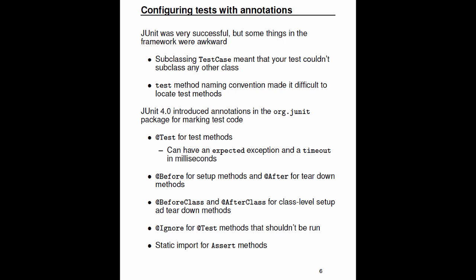JUnit 4.0 was introduced along with the new Java 5 language features, and another thing to take advantage of, in addition to annotations, is the use of static import for assert methods. So prior to JUnit 4, you had the assert methods because you inherited them from a superclass. Well, now you just do a static import of them, and you've got them also. So I wanted to tell you about the JUnit 3.x way of doing it and the JUnit 4.x way of doing it, because in your travels you might see examples of both.